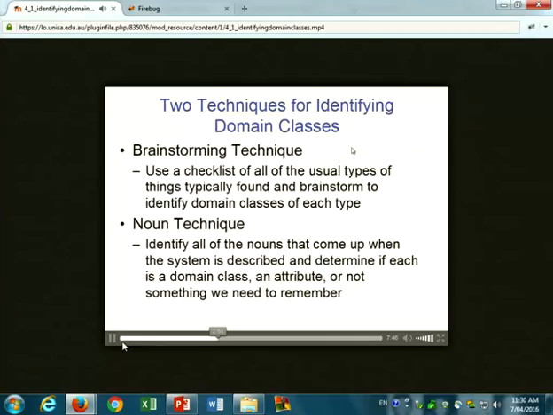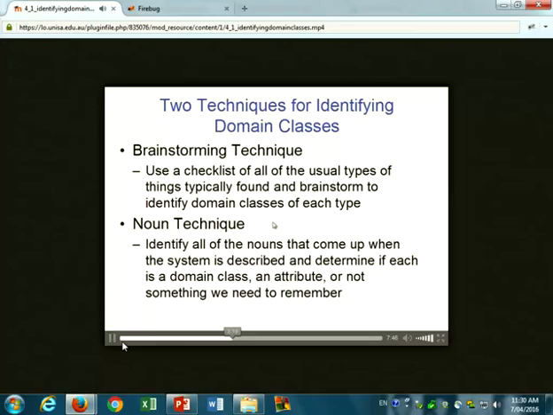So how do you go about identifying domain classes for your system? There are two main techniques that are commonly used. One is just generically named the brainstorming technique. And this is where you use a checklist, like the previous slide we looked at, to look at the usual types of things that you might find in the information system and try to identify domain classes from these types that might apply to your system.